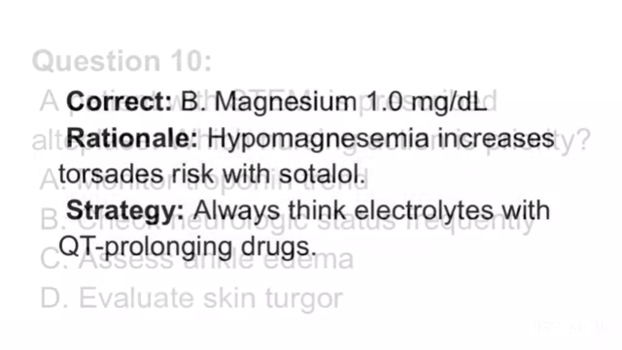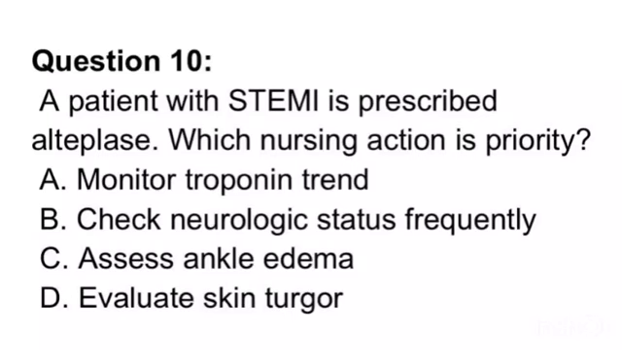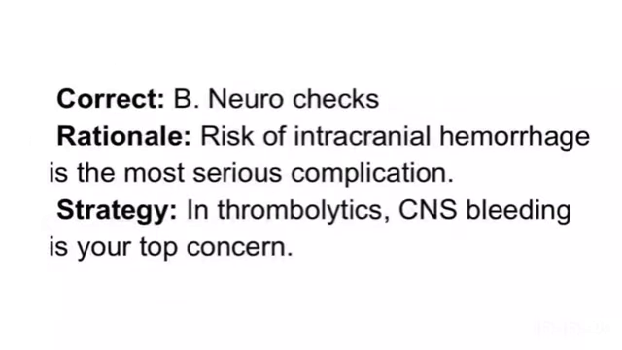Question 10. A patient with STEMI is prescribed alteplase. Which nursing action is priority? A. Monitor troponin trend. B. Check neurologic status frequently. C. Assess ankle edema. D. Evaluate skin turgor. Correct: B. Neurochecks. Rationale: risk of intracranial hemorrhage is the most serious complication. Strategy: in thrombolytics, CNS bleeding is your top concern.